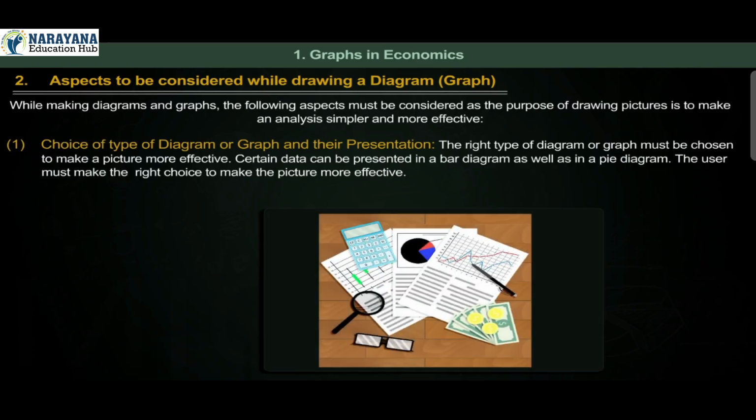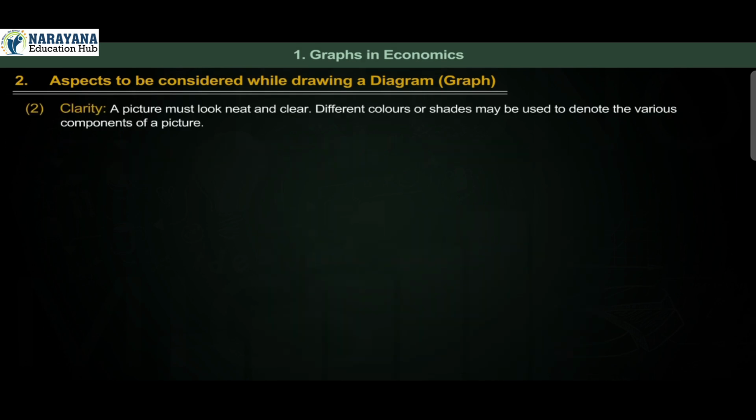The right type of diagram or graph must be chosen to make a picture more effective. Certain data can be presented in a bar diagram as well as in a pie diagram. The user must make the right choice to make the picture more effective. 2. Clarity. A picture must look neat and clear.